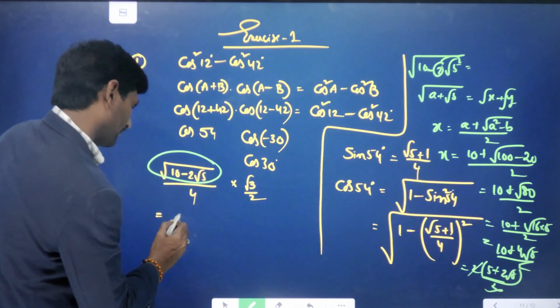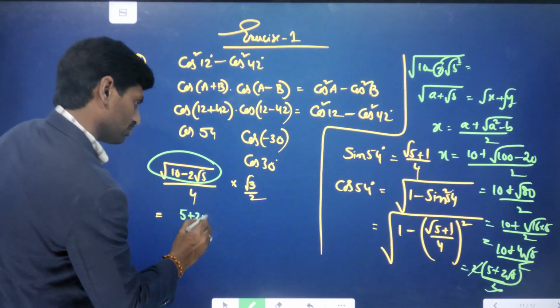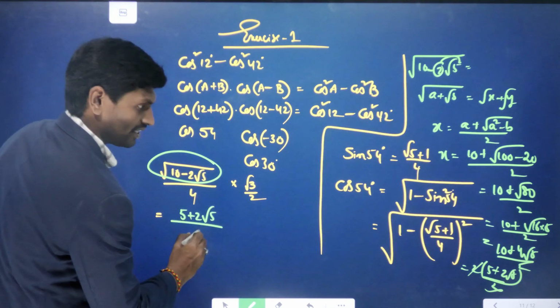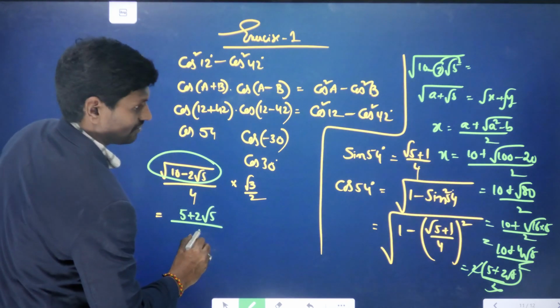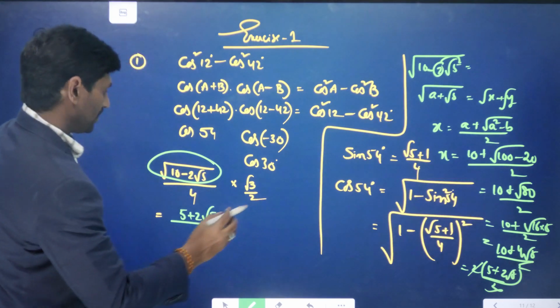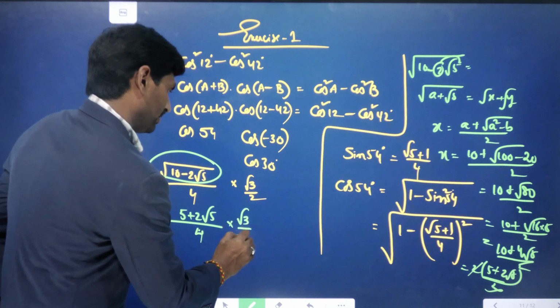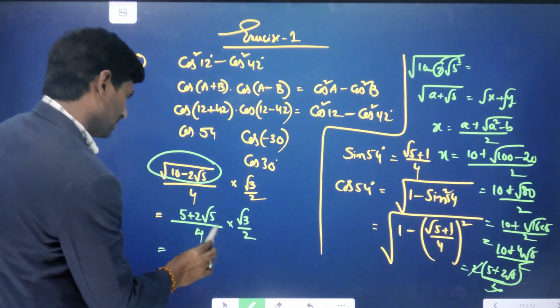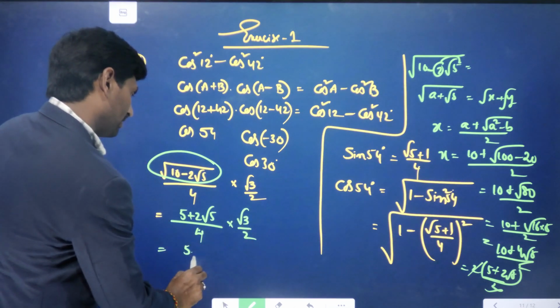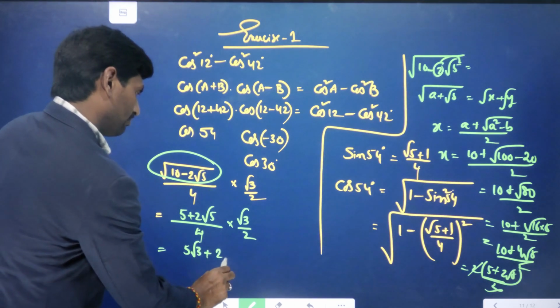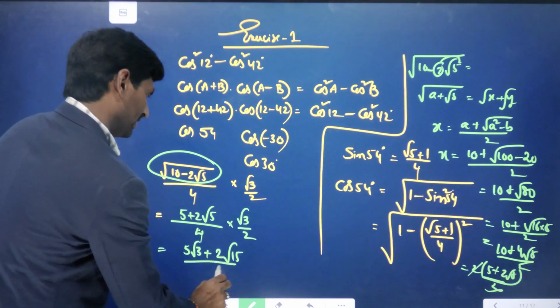This answer is nothing but 5 plus 2 root 5 by 4 into root 3 by 2. Just multiply the numerators. 5 into root 3, 5 root 3 plus 2 root 15 by 8. This will be the answer.